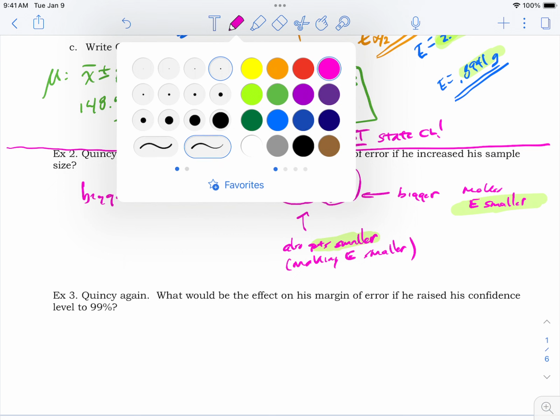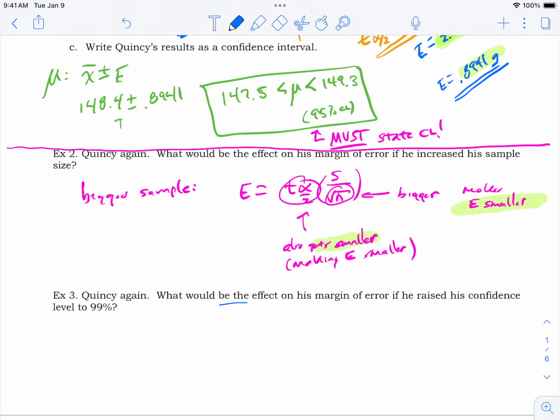Let's see what this other question says. What would be the effect on his margin of error if he raised his confidence level? Okay. Do you remember what this did a couple lectures ago?